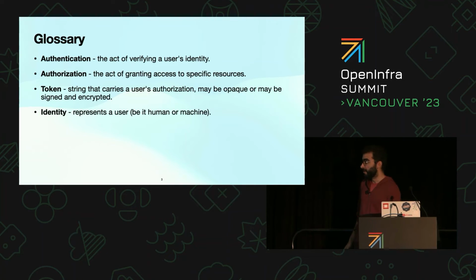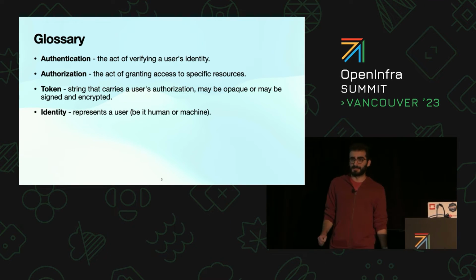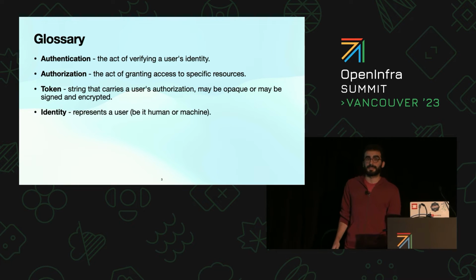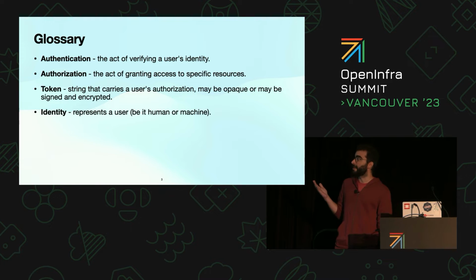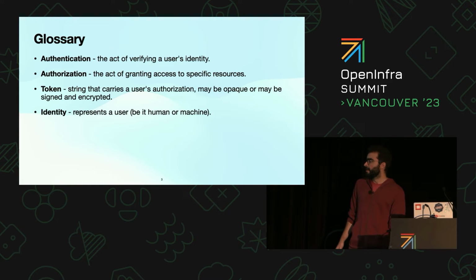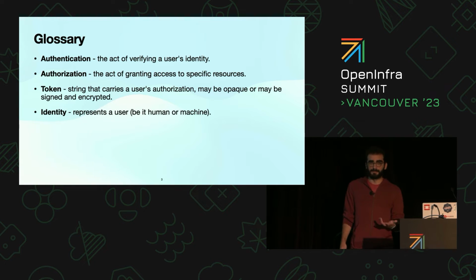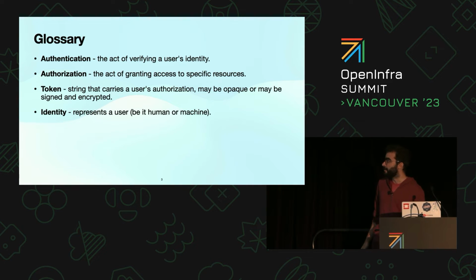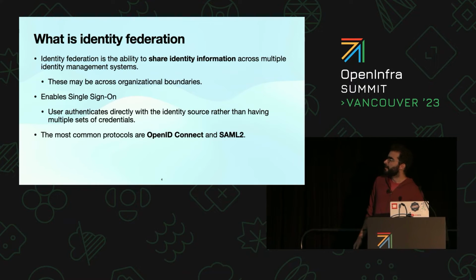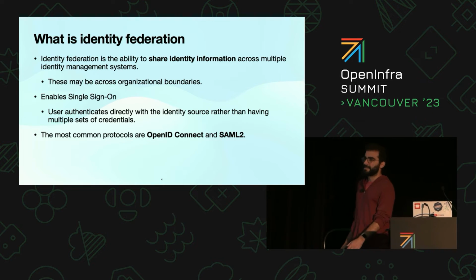So some very short definitions just to provide a foundation for understanding the rest of this talk. Authentication is the act of verifying a user's identity. Authorization is the act of granting access to specific resources. A token is usually a string that carries the user's authorization. This can be opaque, or it can be structured, it can be signed, encrypted. And finally, an identity, which represents a user. It's a machine or a human. That doesn't particularly matter.